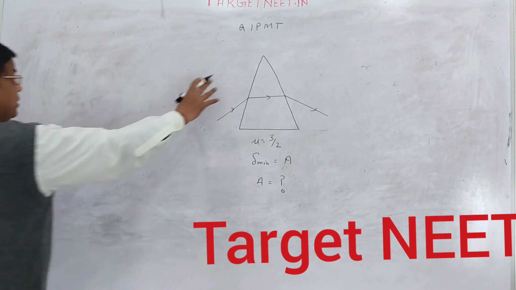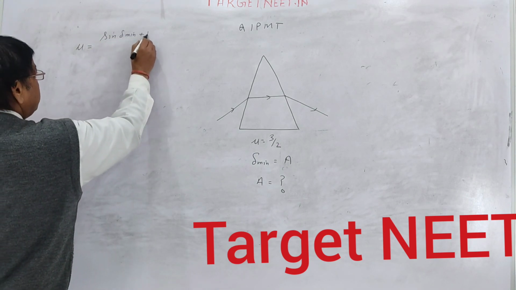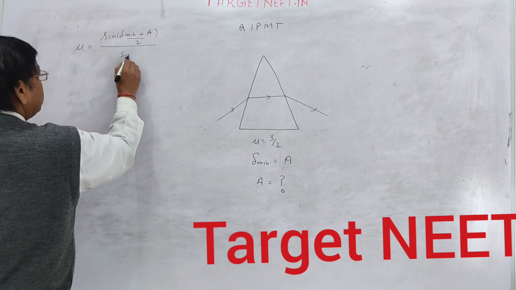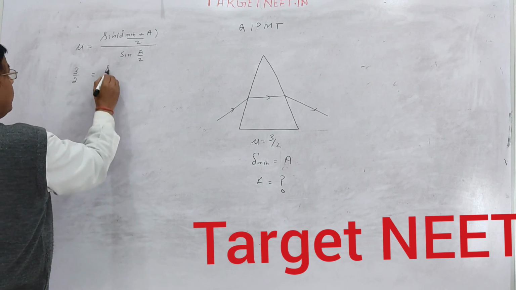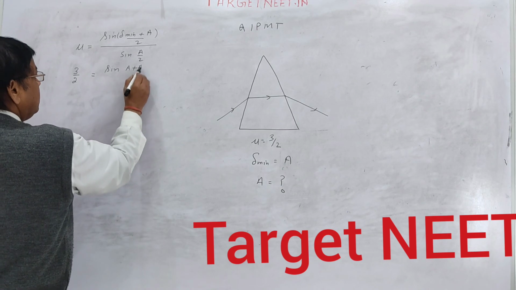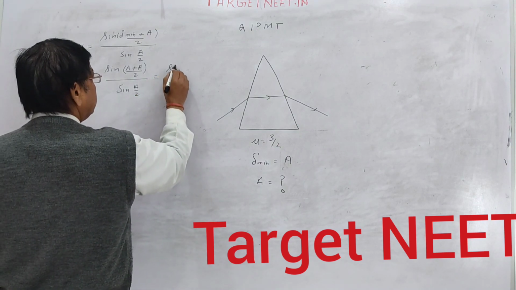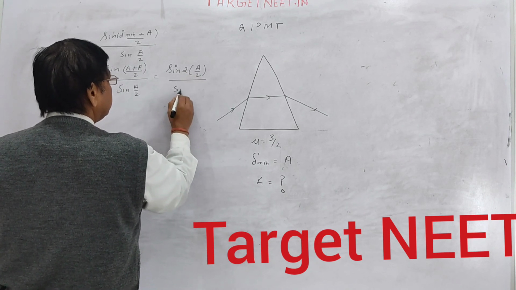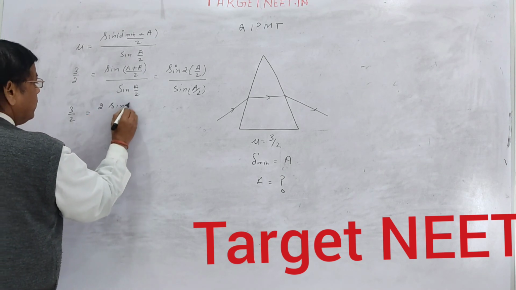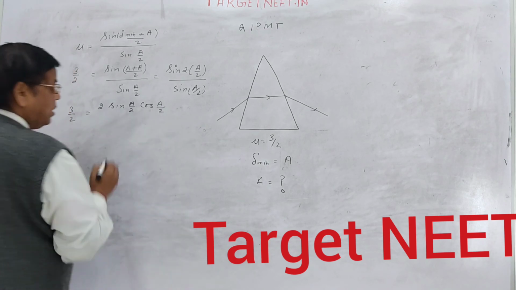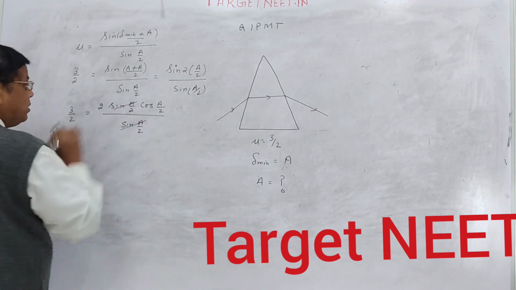So you know this prism is kept in air, so mu of prism upon 1 is sine of angle of minimum deviation plus A by 2 upon sine A by 2, that is prism formula. So here 3 by 2 is equal to sine of A plus A by 2 upon sine A by 2. This we can write as sine 2 times A by 2. So 3 by 2 is equal to 2 sine A by 2 cos A by 2, I am using identity sine 2 theta, divided by sine A by 2.